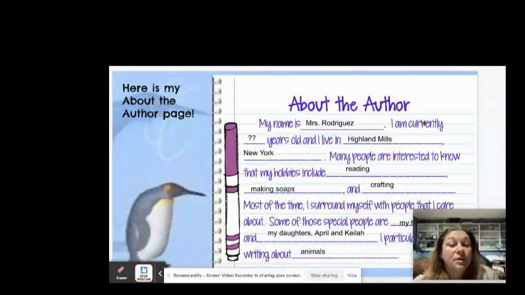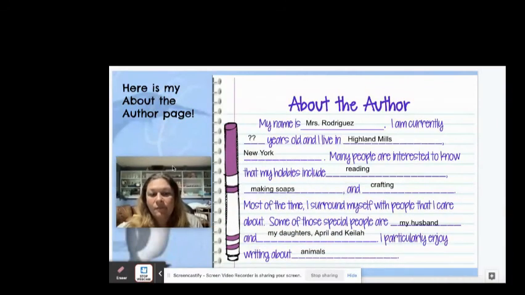My name is Mrs. Rodriguez. I'm currently an unknown number of years old. I live in Highland Mills, New York. Many people are interested to know that my hobbies include reading, making soaps, and crafting. Most of the time, I surround myself with people that I care about. Some of those special people are my husband and my daughters, April and Kayla. I particularly enjoy writing about animals.